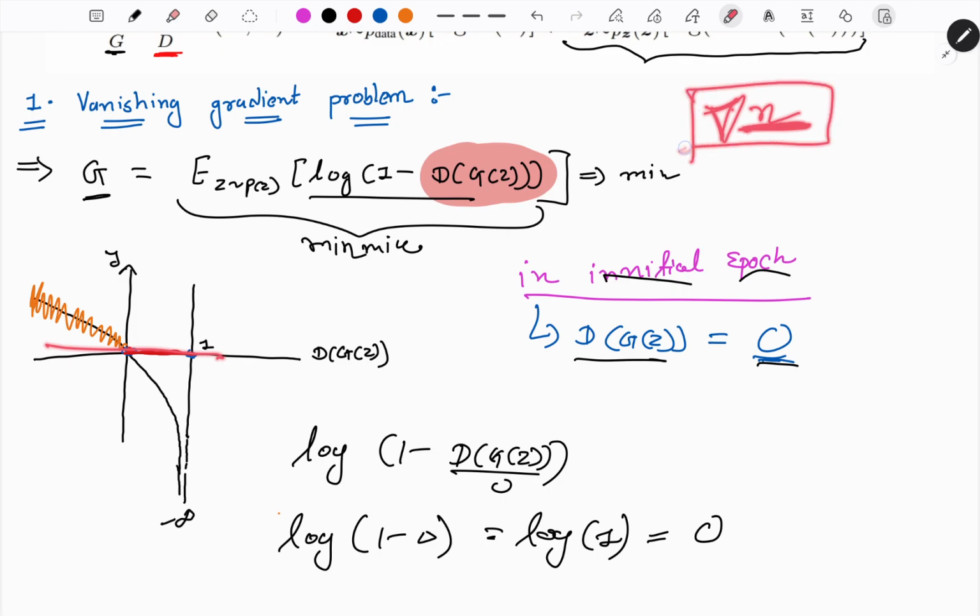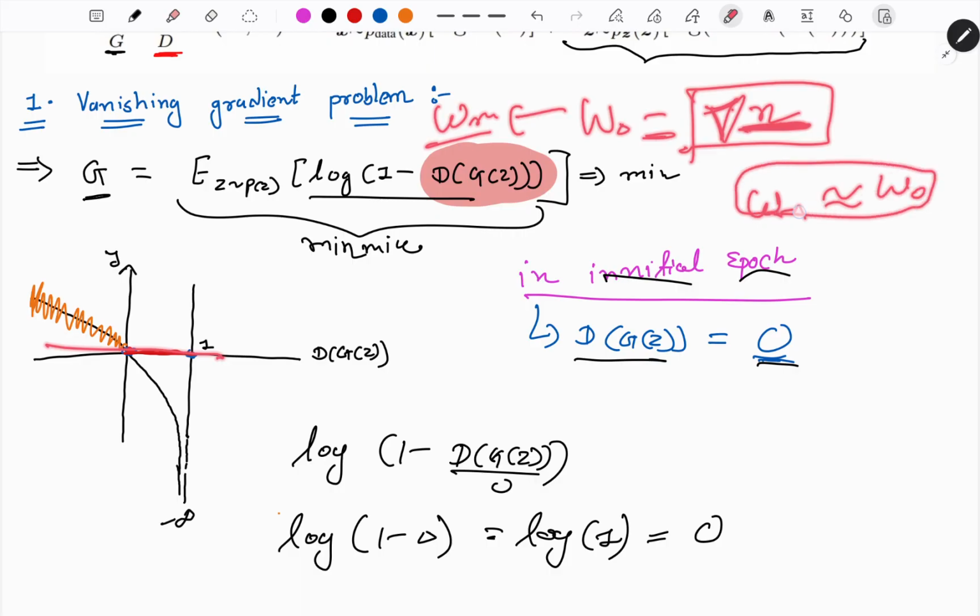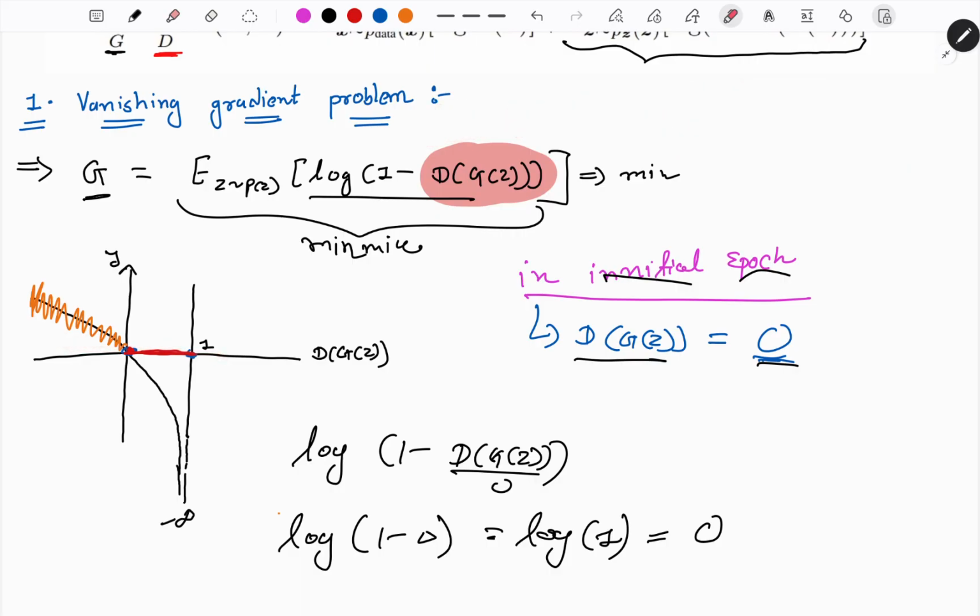So eventually if you subtract these from some numbers of W old, then whatever you get is W new, and this W new and W old are almost similar. I mean, no weights update happens, no feedback is provided during backpropagation, and it eventually causes a problem in the training of our entire GAN network. So this is the vanishing gradient problem.